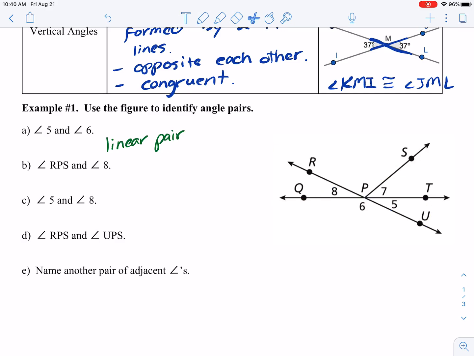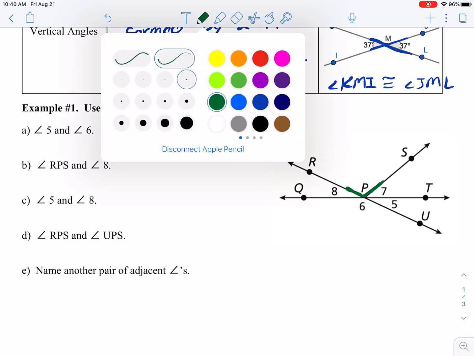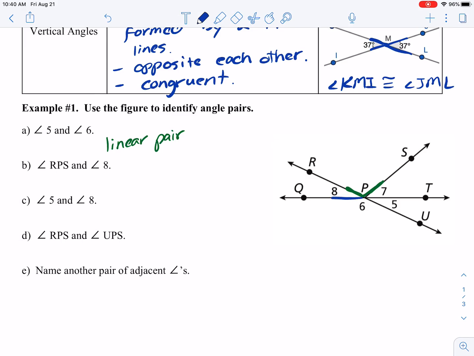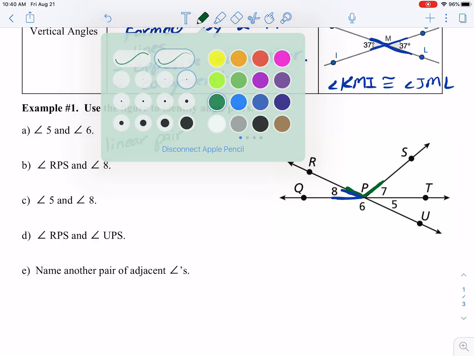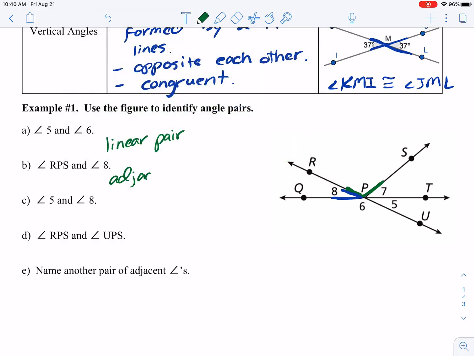Let's try B. Angle RPS would be right here, and angle 8 would be right here. So these are definitely adjacent, but they don't form a straight line, so these would just be classified as adjacent angles. Remember, for a linear pair, they need to be adjacent and forming a straight line. Okay, why don't you guys try C on your own? Go ahead and try example C.